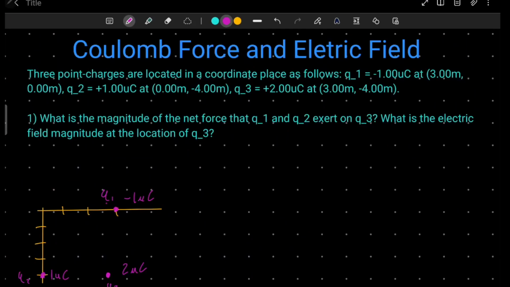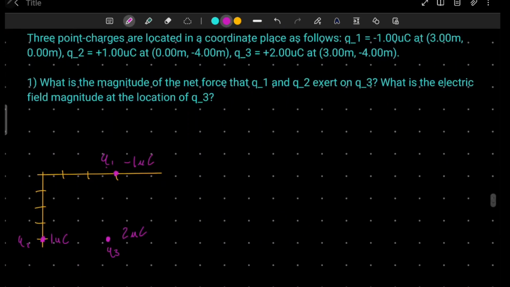Okay, so in this problem, we're going to be finding the magnitude of the net force that Q1 and Q2 exert on Q3. And then we will find the electric field magnitude at the location of Q3. So first, we will write down the equation that we're going to use.